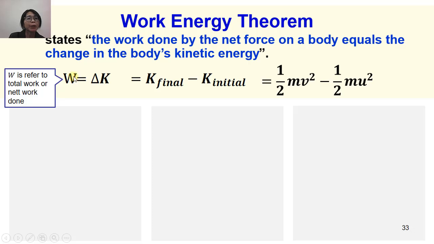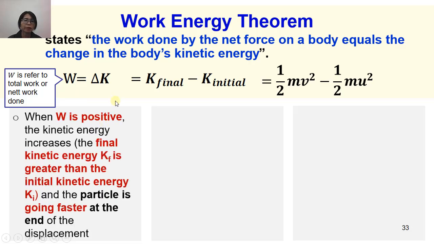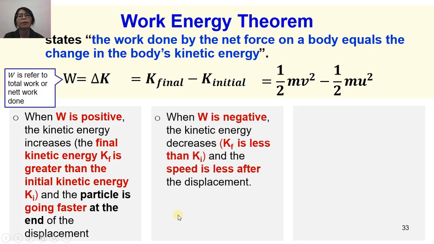Again, I remind you, the W here refers to the total work or the net work done in the system. Work can be positive. When work is positive, it tells us that the kinetic energy increases, whereby K final is greater than K initial. So the particle is going faster at the end of the displacement. Then W might also be negative. In this case, the kinetic energy decreases, whereby K final is less than K initial. It means that the speed is less after the displacement, so the object is slowed down.